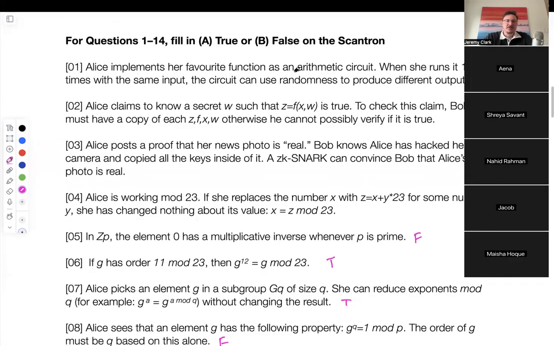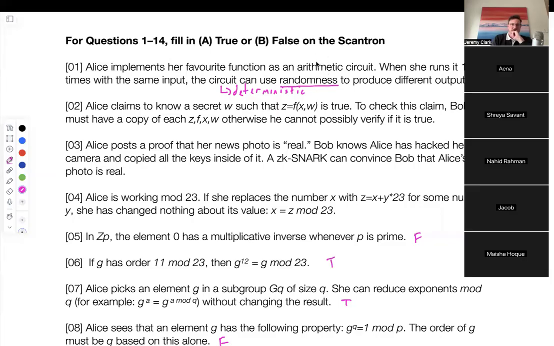Okay, so the first set of questions were true-false questions. The first question says, Alice implements her favorite function as an arithmetic circuit. When she runs it 10 times with the same input, the circuit can use randomness to produce different outputs. You'll recall that in class we talked about how circuits are deterministic. Deterministic means they cannot use randomness, so they don't have any randomness in them. So this statement is false. It's one of the things that you cannot do with an arithmetic circuit.